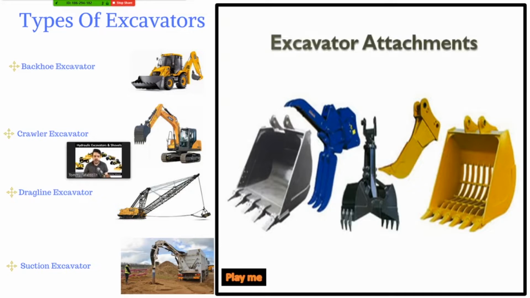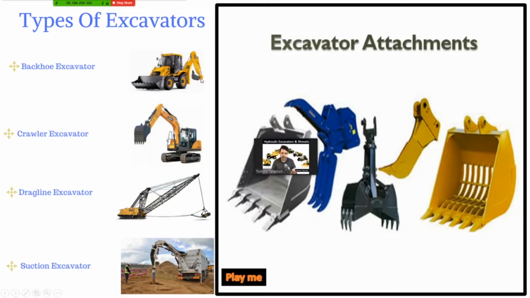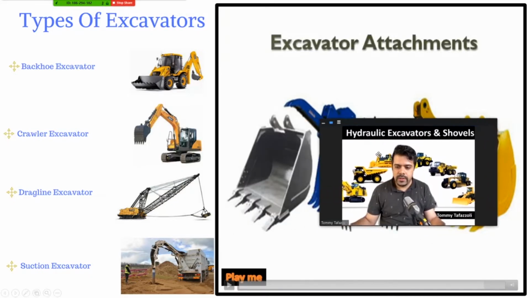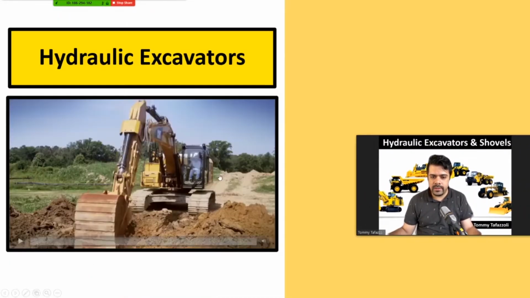Okay, so when you are talking about these machines, you should identify them. For example, this one would be a backhoe excavator. This one is a crawler. For drag lines, we most of the time use the term drag line, and for suction, we just use the term suction. But you should use the appropriate term so that everybody will understand the same thing that you have in mind about an excavator. So today we will be talking about some of these.